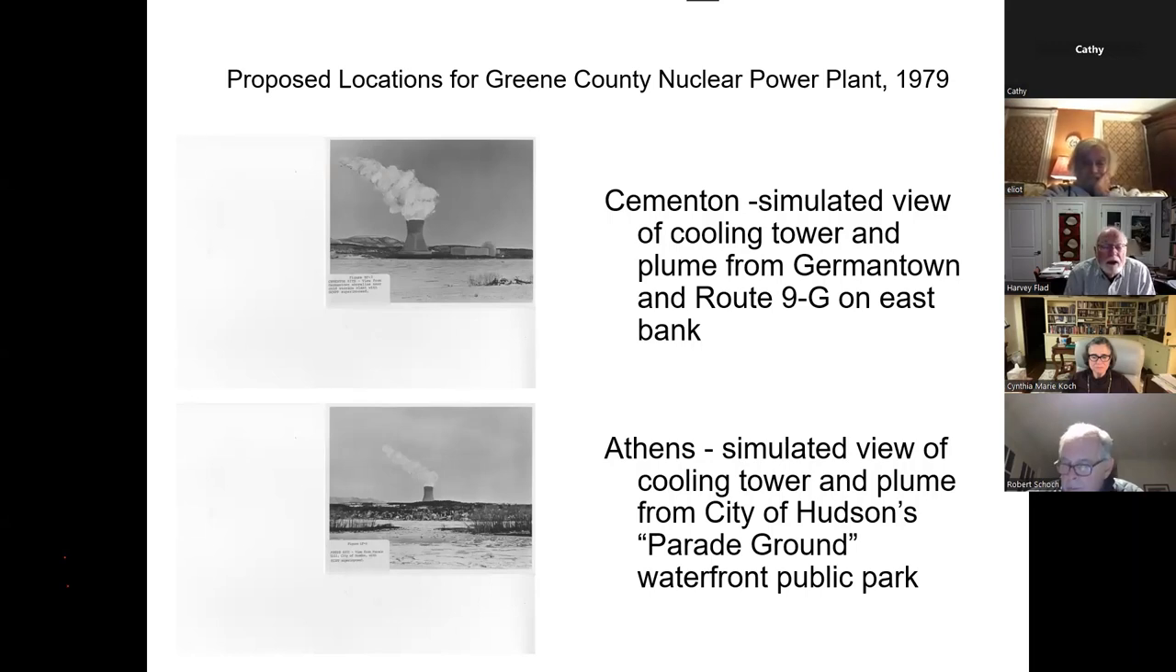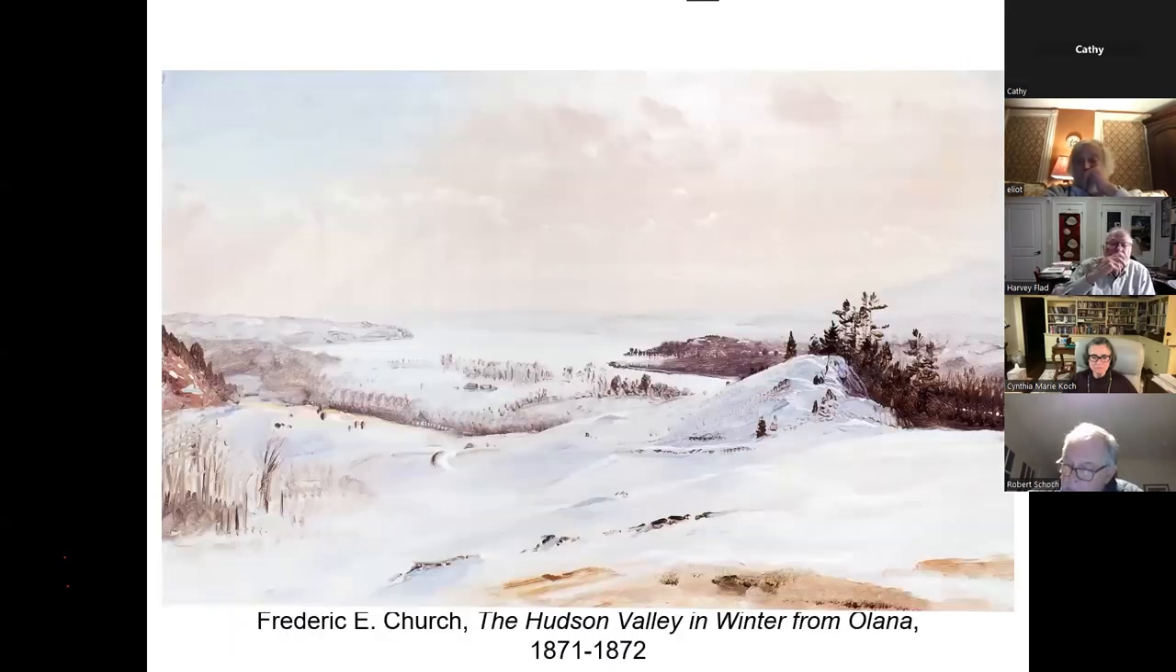And the secondary site was in Athens, which would have been a cooling tower, which really overlooks the entire village, if you can see on the photograph, the simulated view at the bottom. Next, please.